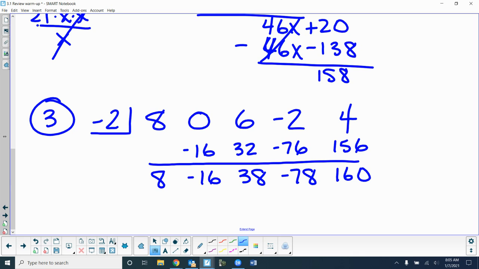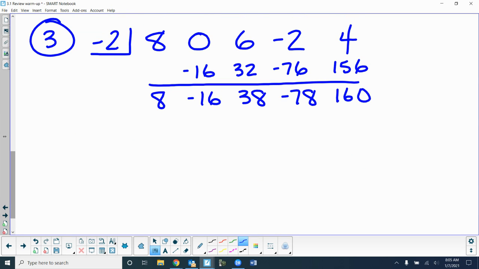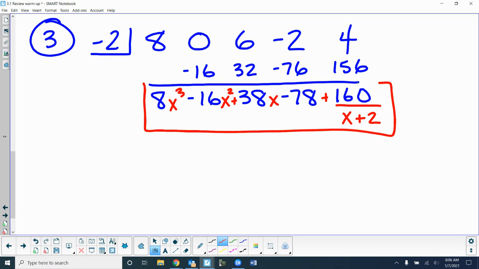Okay, so looking at the original problem, that was an 8x to the 4th to start. So this would be 8x cubed, 16x squared, 38x, and plus 160 over x plus 2. So there's our answer.